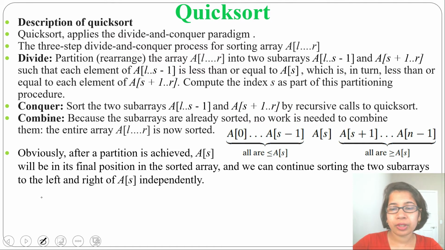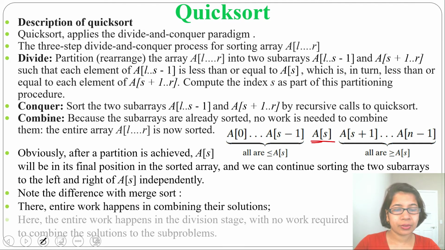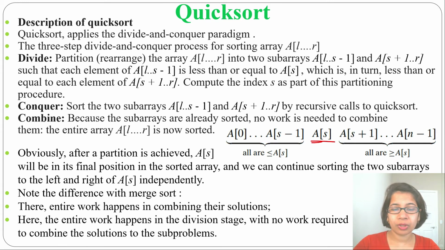So what is the difference with merge sort? In merge sort, during the combine phase we are doing the sorting, while in quicksort during the divide stage we are doing the sorting. Now this A of S is already sorted, so after every call one element will be sorted. So during the divide stage we are doing the sorting and there is no work left for the combine stage. That is the difference with merge sort. Here the entire work happens in the division stage, while in merge sort the entire work happens in the combine stage. When we are combining, at the same time we are doing the sorting in case of merge sort. Here when we are dividing, at the same time we are doing the sorting.